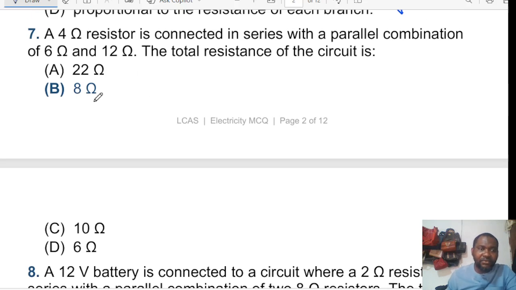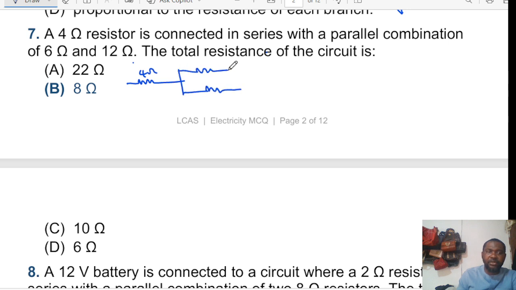Now we have the 7th one here. It says a 4 ohm resistor is connected in series with a parallel combination of a 6 ohm and a 12 ohm. The total resistance in the circuit is very easy. If I should represent this in a diagram, this is 4 ohms. It is in series with a parallel combination of a 6 ohm and a 12 ohm. This is exactly what we have here. If I want to find the total resistance, very easy.